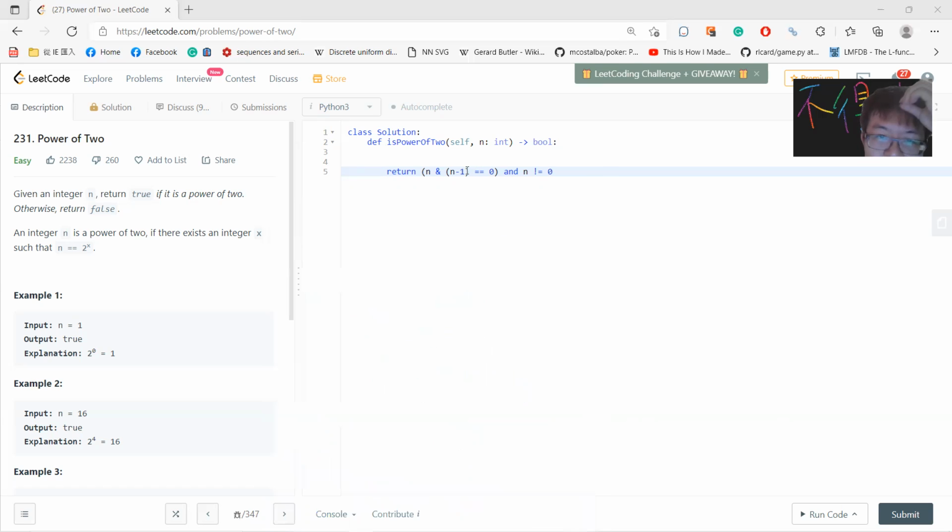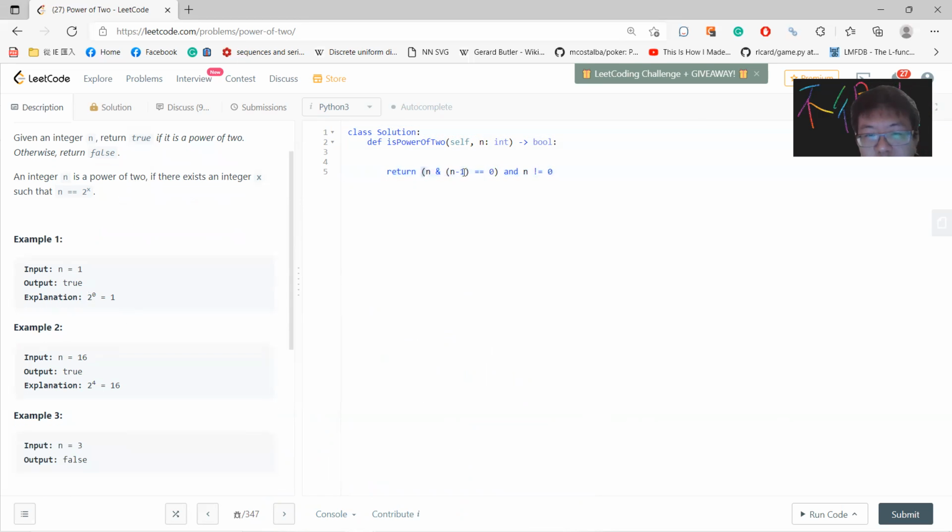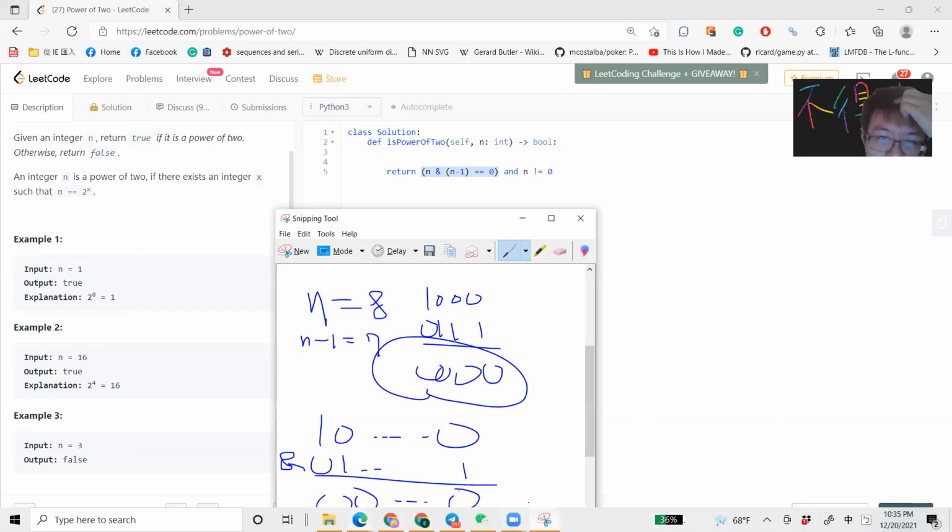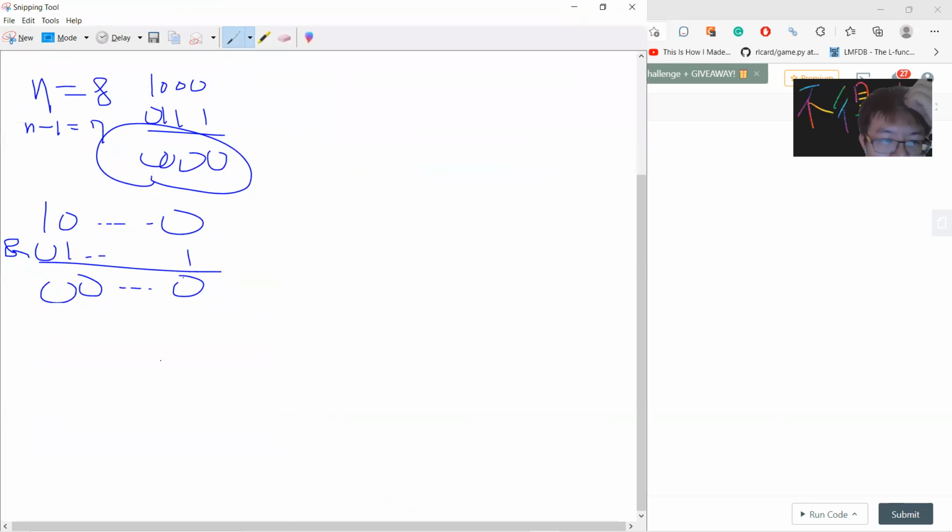Okay, so that means this is the condition, and you need to return it, and n cannot be 0. Okay, so this is the answer. So basically, if n is a power of 2, then you can prove it's 0, and then you can prove that if this is 0, then n is a power of 2. I think the reason is very simple. Let's try to prove it.